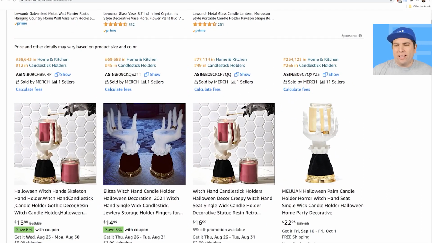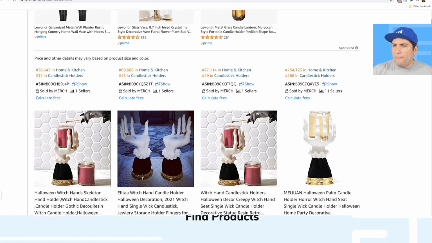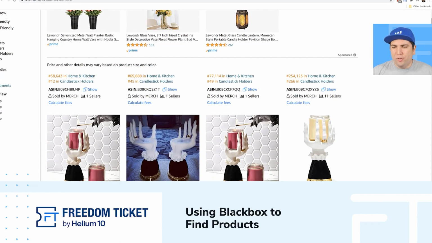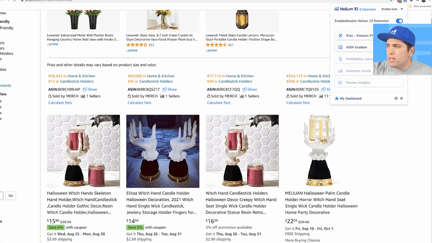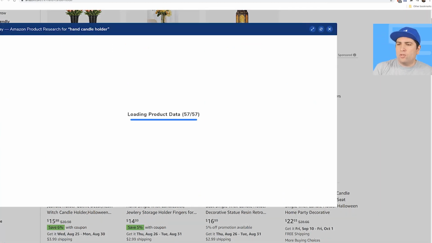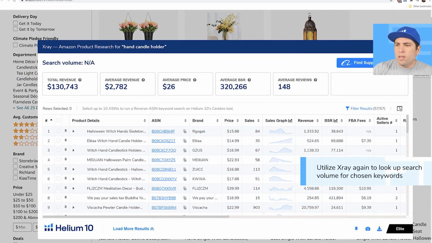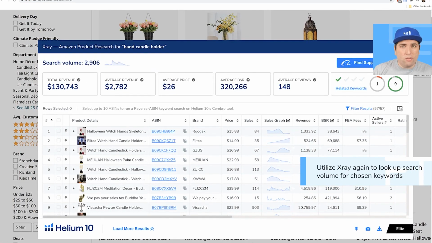Hand candle holder. Okay, so I don't know what I was thinking. I was thinking actually something that came with a hand, but this is a candle holder that's shaped like a hand. So now, why did this product show up? Well, it's got the search volume that I had specified. Let's go ahead and just see really quick using X-ray what that search volume is for hand candle holder. Let's take a look here. 3,000. So about 3,000 people a month are searching for it.